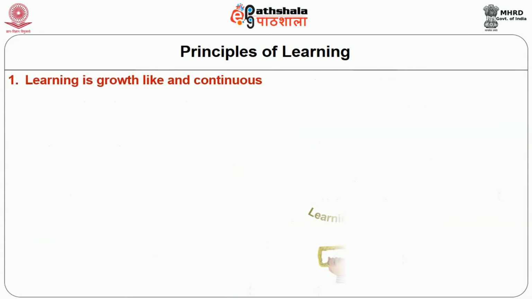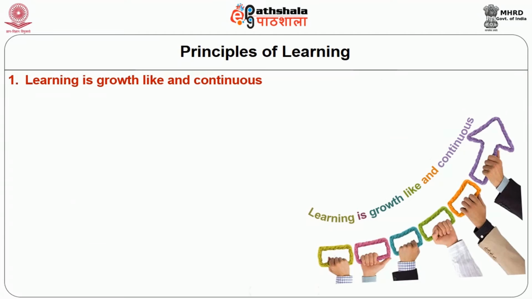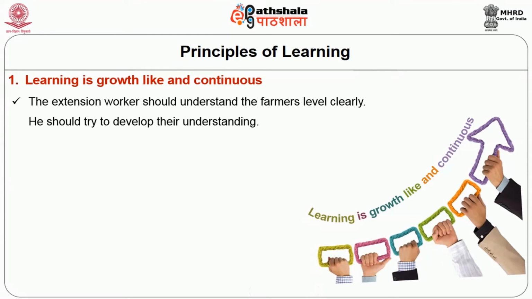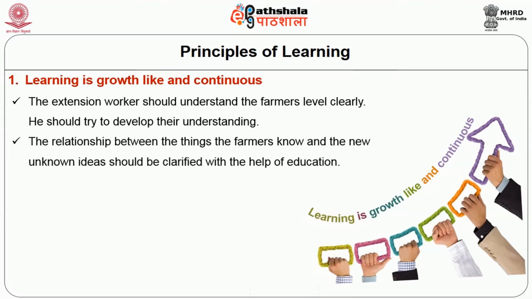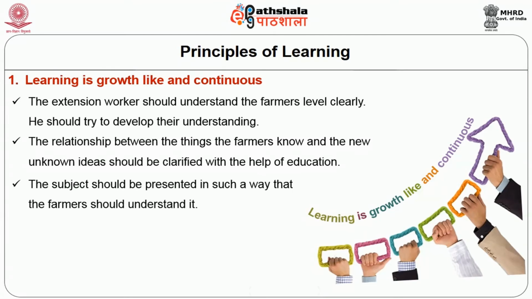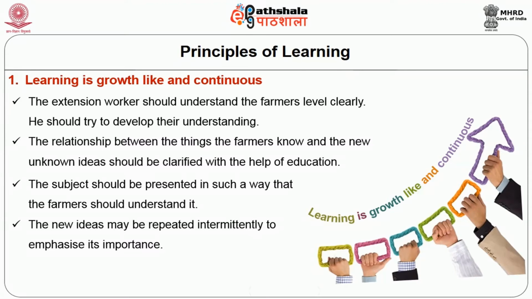Number one is learning is growth like and continuous. The extension worker should understand the farmer's level clearly. He should try to develop their understanding. The relationship between the things the farmers know and the new unknown ideas should be clarified with the help of education. The subject should be presented in such a way that the farmer should understand it. The new ideas may be repeated intermittently to emphasize their importance.